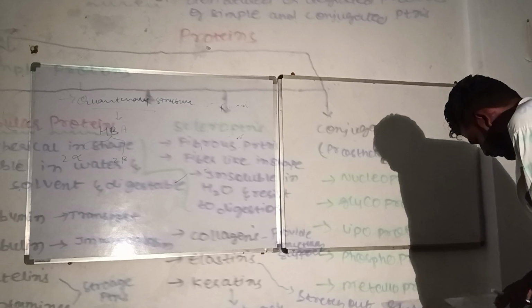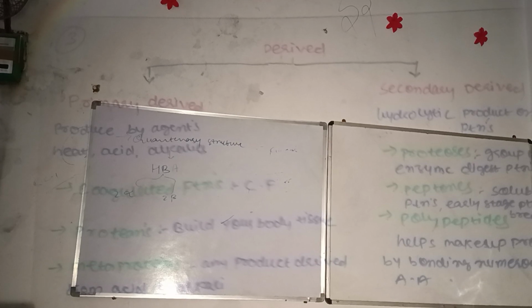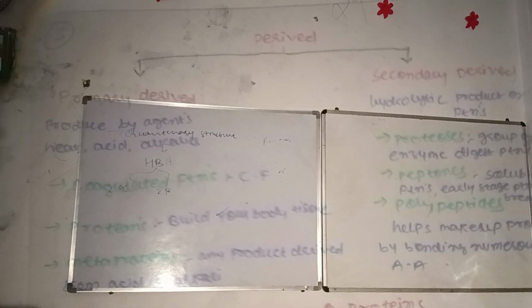The next classification of protein is derived proteins. Derived proteins are those proteins which are the derivative products of simple and conjugated proteins. If simple and conjugated proteins undergo denaturation, certain parts get lost through degradation, and they form a new type of protein. Those kinds of proteins are considered derived proteins.